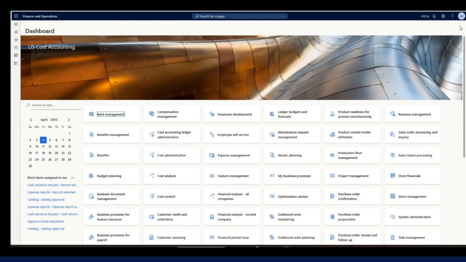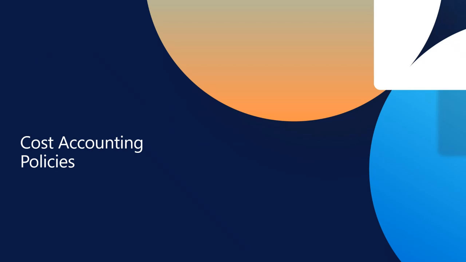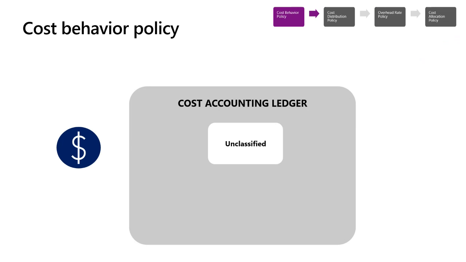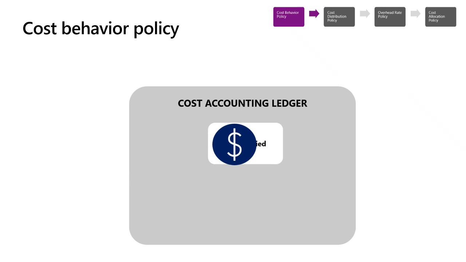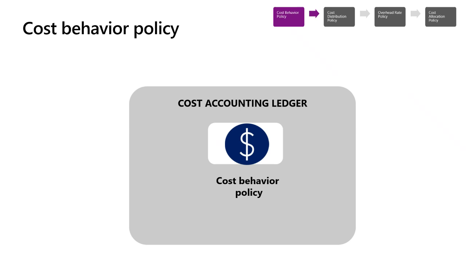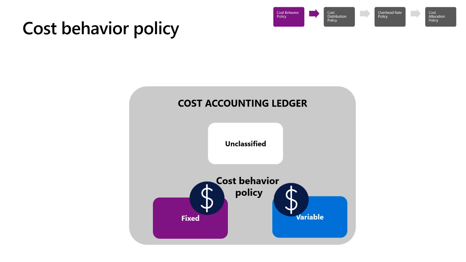Thanks, Amar. Now let's go through cost accounting policies and how they are being used in the context of the scenario that we just discussed. First, we will introduce the cost behavior policy. This policy is more related to the classification of costs into fixed and variable, and it does not need an allocation base. When the cost entries are created in the cost accounting ledger, cost is defaulted as unclassified. Then, the cost behavior policy orchestrates the classification of cost into fixed and variable as per the rules defined.